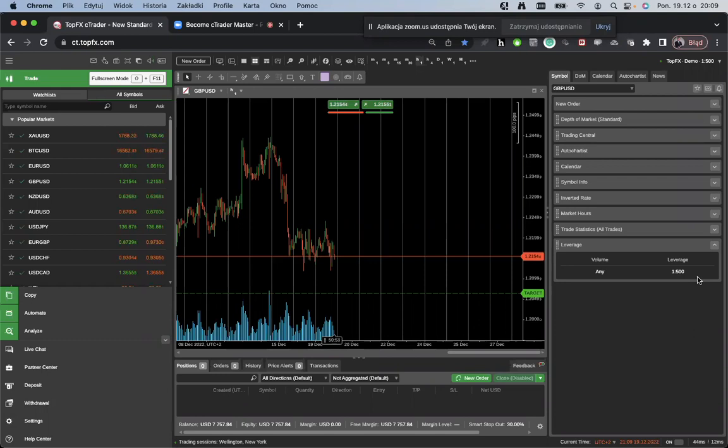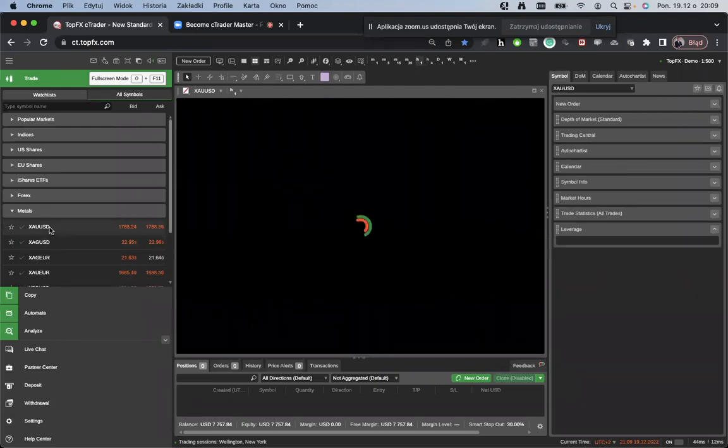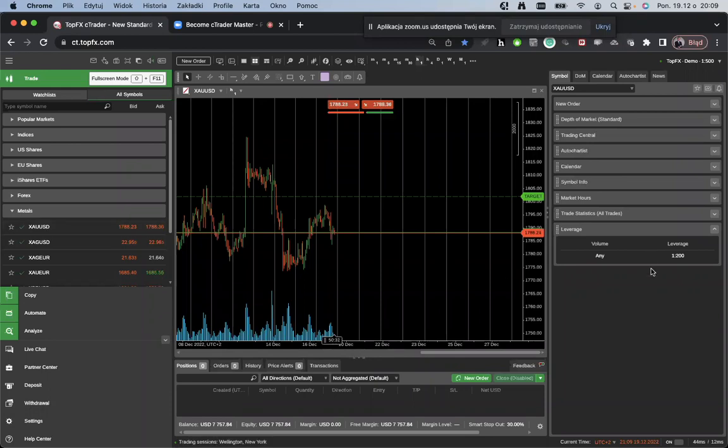So if the symbol's leverage is smaller than the account leverage, then the symbol's leverage will be applied. If the symbol's leverage is bigger, the account leverage prevails. So for example, let me just find out. Let's go to, let's say, metals, and let's see gold. And this is the gold, and as you can see, the leverage that is going to be applied for your trading will be 1 to 200, despite the fact that your account leverage is 1 to 500.